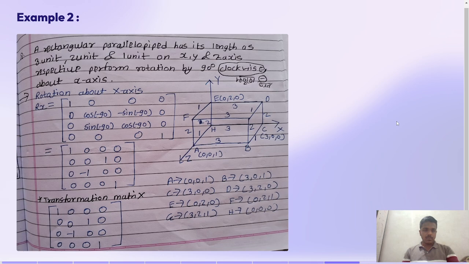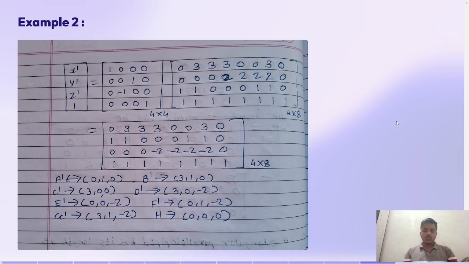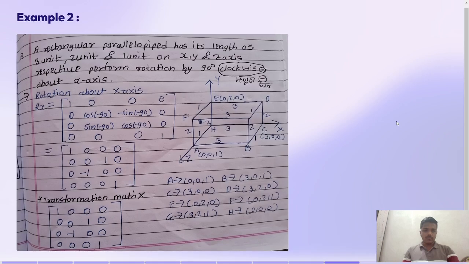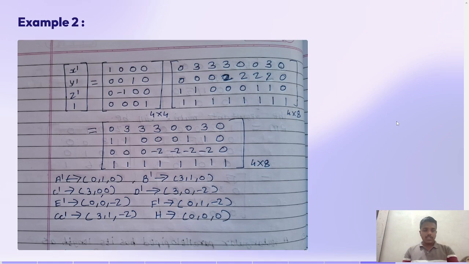So this is the rotation about the x-axis. For Rx we find cos minus 90 is 0, minus sin minus 90 is 1, sin minus 90 is minus 1, and cos minus 90 is 0. So we get the transformation matrix, and according to the diagram we find the points A, B, C, D, E, F, G, H. This value is put in the formula to get the answer. There is a 4 by 4 matrix and a 4 by 8 matrix, so the product will be a 4 by 8 matrix. So this is the answer for this question. This is the rotation by 90 degrees clockwise. So this is the 90-degree clockwise answer.